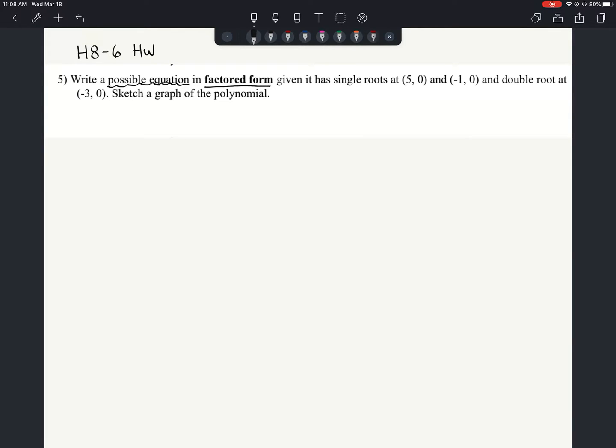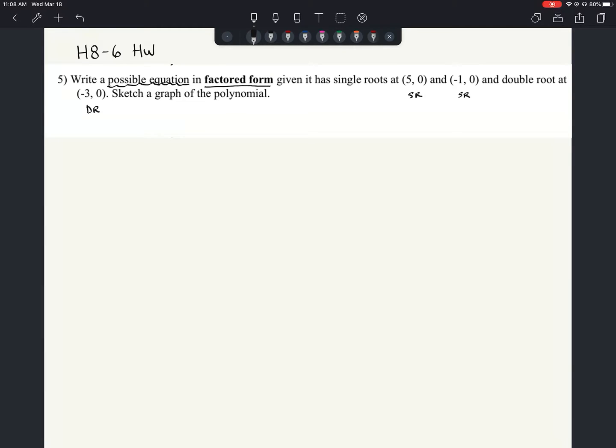Okay, so let's just take this here. We know that this is a single root. We know that negative 1 is a single root. And then we have the double root at negative 3, 0. Okay, so there's nothing in here about a stretch factor. So we can take this here and turn this into an equation and give the graph.